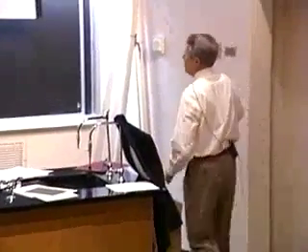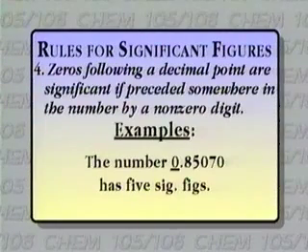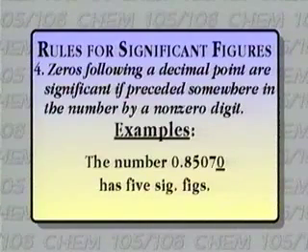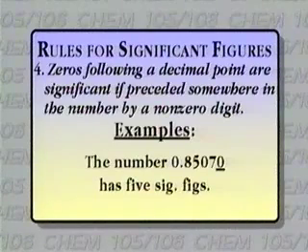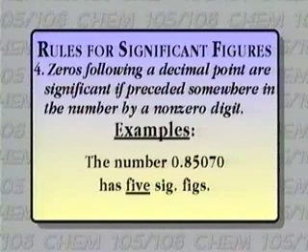Okay? This one has a bunch of zeros in. This zero is not significant. Rule number 3. This zero is significant, rule number 2, because it falls between digits. And this zero is significant because of rule number 4. It is preceded someplace in there by a digit, and it occurs after a decimal point. So it is significant, and so therefore we would have 5 significant figures in this number.